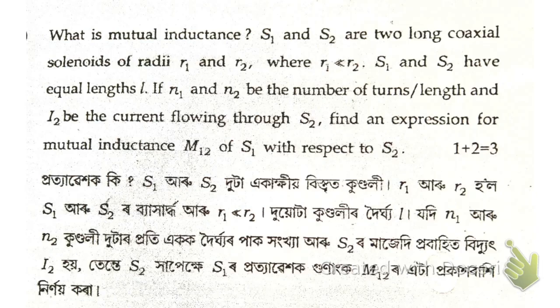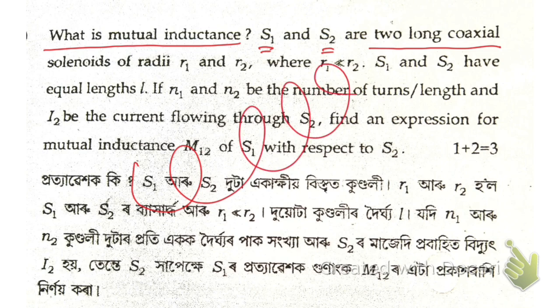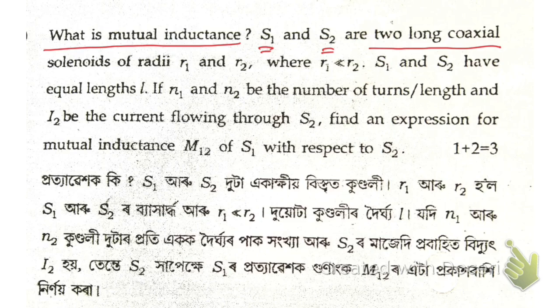So now let's see. Here you see, first question, what is mutual inductance? And we have two coils, S1 and S2, which are two long coaxial coils. That means this is one coil, suppose, and another coil is coaxial, which is inside it. You can consider that way, and the axes of these two are the same. Let me show you. This is one coil, and we have another coil inside it. I hope you can understand this. I will explain it.